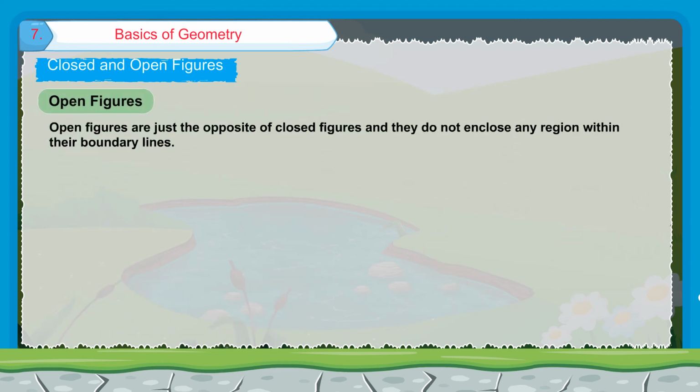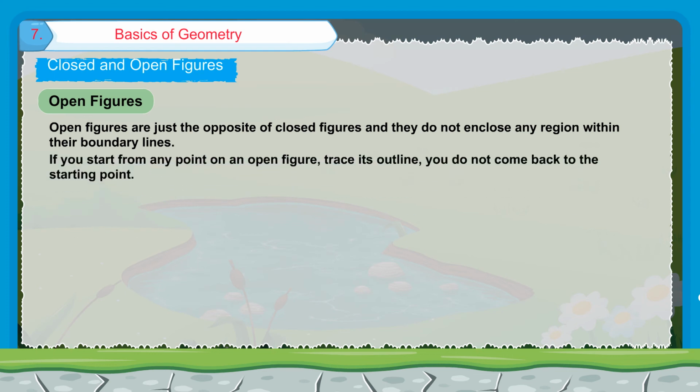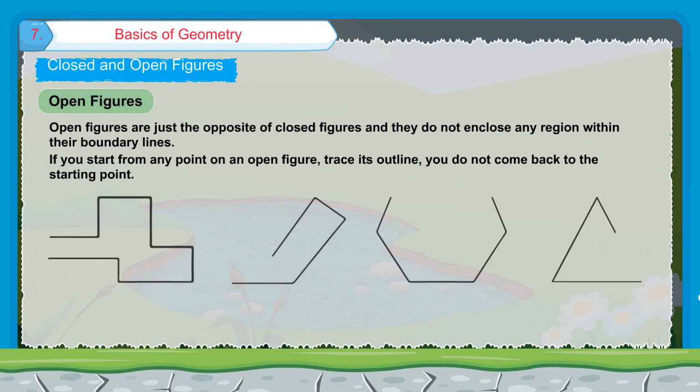Open figures. Open figures are just the opposite of closed figures, and they do not enclose any region within their boundary lines. If you start from any point on an open figure and trace its outline, you do not come back to the starting point. The figures shown above are all open figures.